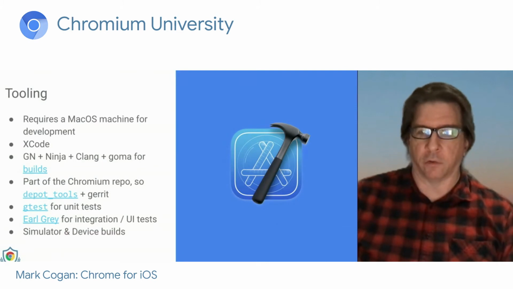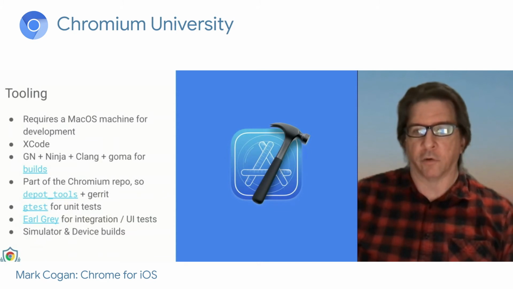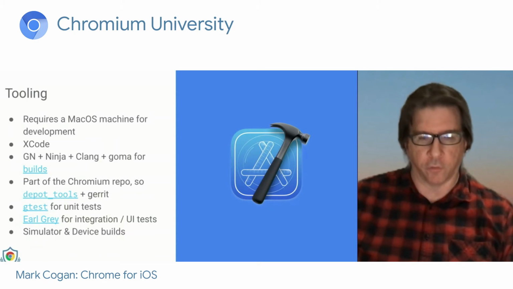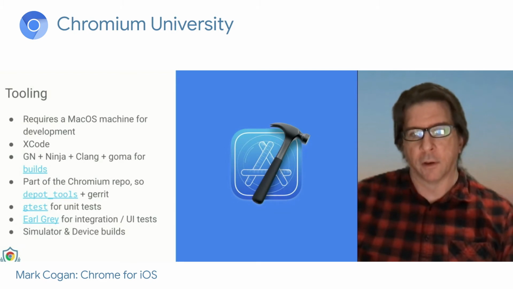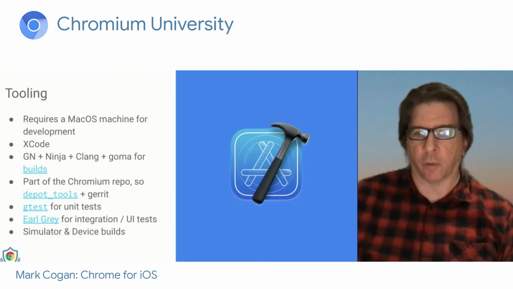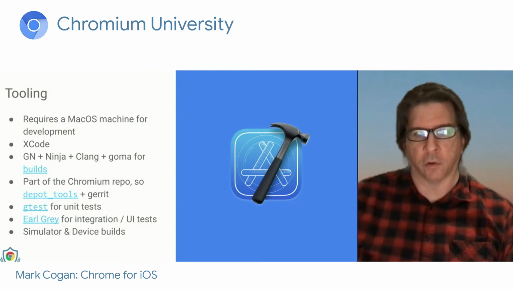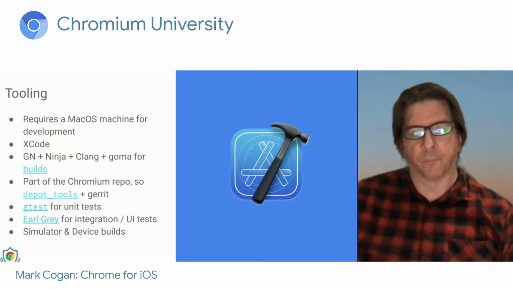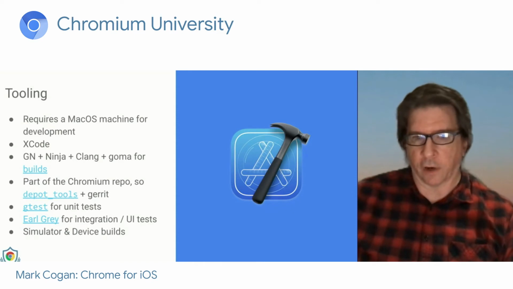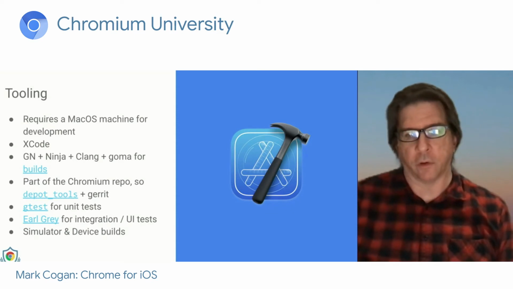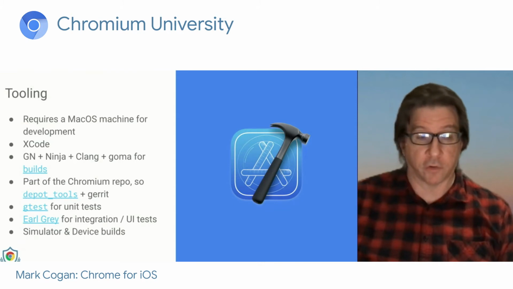The build chain is the usual sort of Chromium tools: GN, Ninja, Clang, Goma. If you build from Xcode, it will just trigger this tool chain. You can also just do it from the command line if you prefer to. This is all in the Chromium repo, so you will use depot tools for interacting with Git, Gerrit for code review. No surprises there. For testing, like Android, we use gtest for unit tests. We don't use Apple's native XCTest framework for writing unit tests.